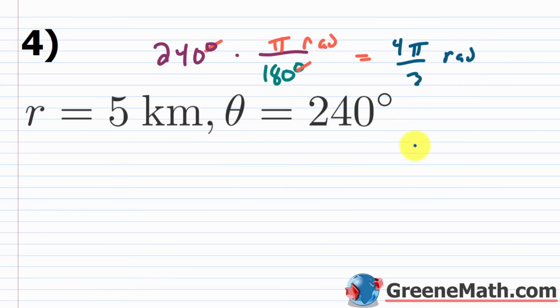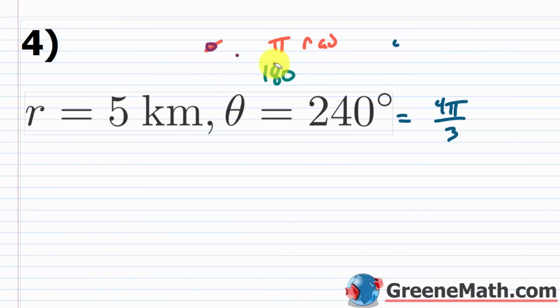And again, this is in terms of radians. So we could just say this is equal to 4 pi over 3. You don't need to write radians out. And let me get rid of this. We don't need this information anymore.